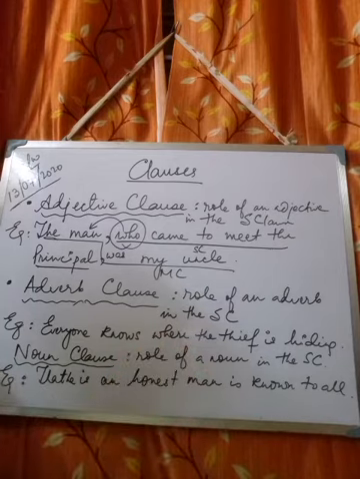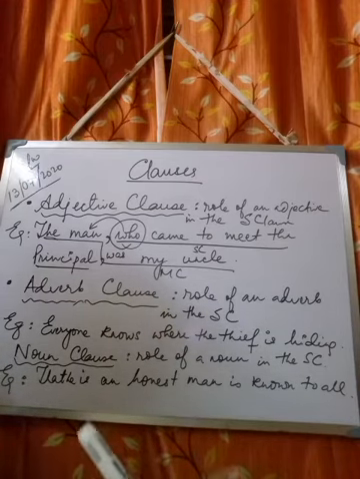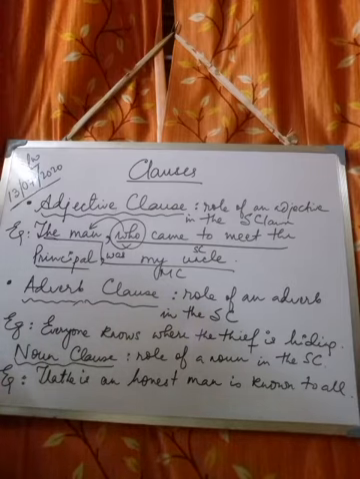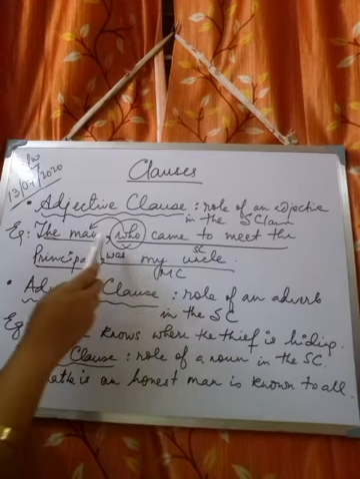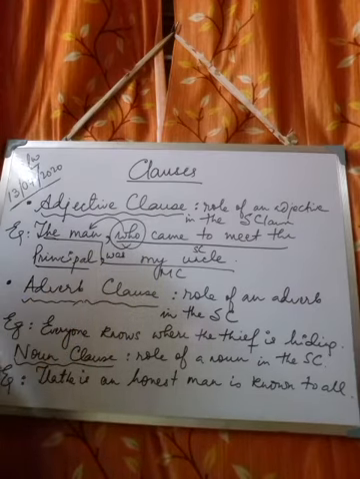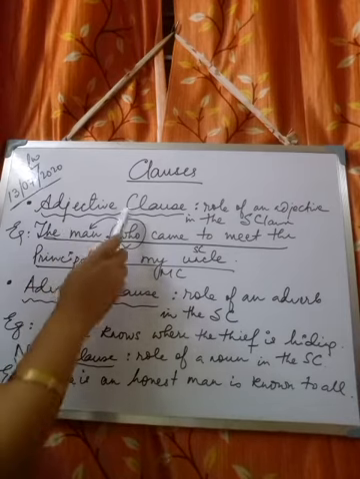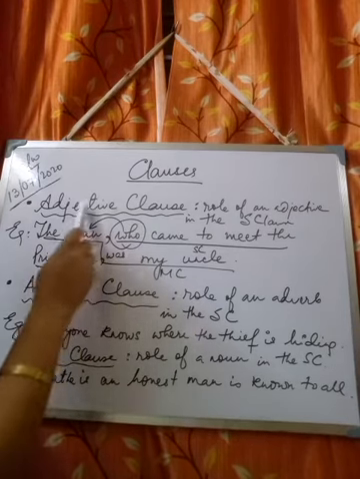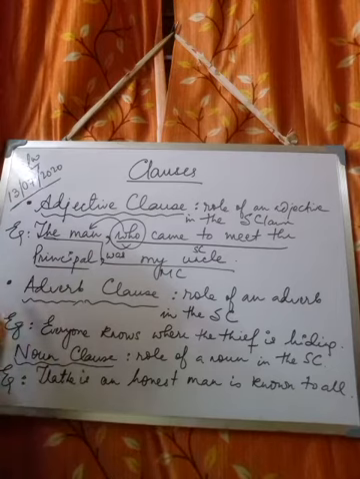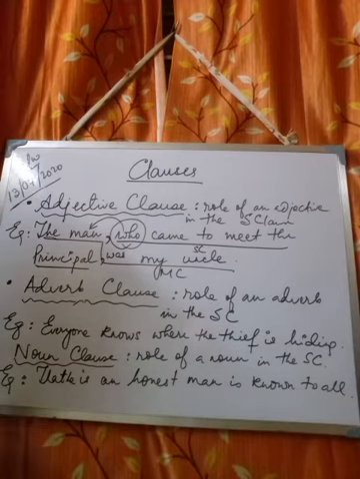Once that is done, now identify what role the subordinate clause plays in the sentence. Is it playing the role of an adjective, or an adverb, or of a noun? Now, if it is playing the role of an adjective, it will add meaning to the noun. That is what an adjective does. Like in this sentence, this subordinate clause adds meaning to the noun the man. Therefore, this is clearly an adjective clause. This is how you will identify the types of clauses.